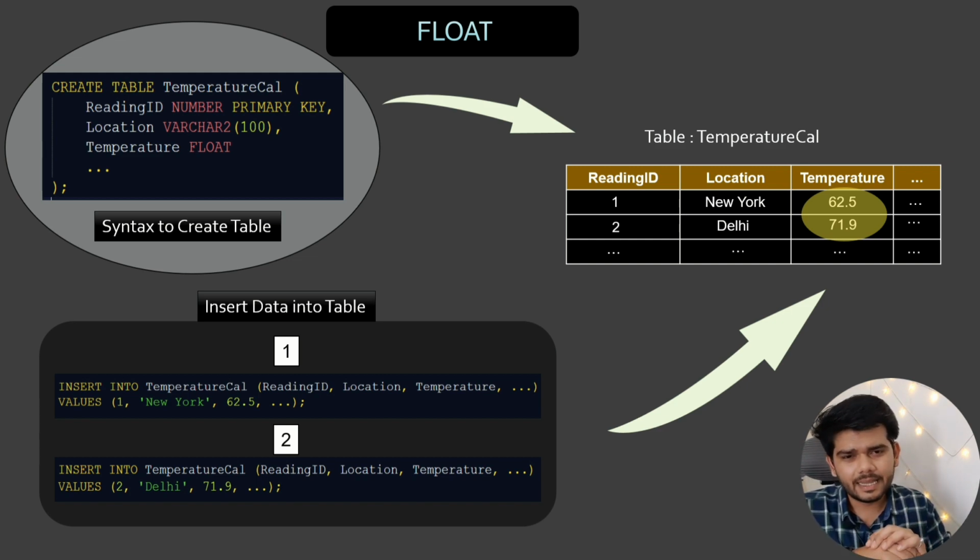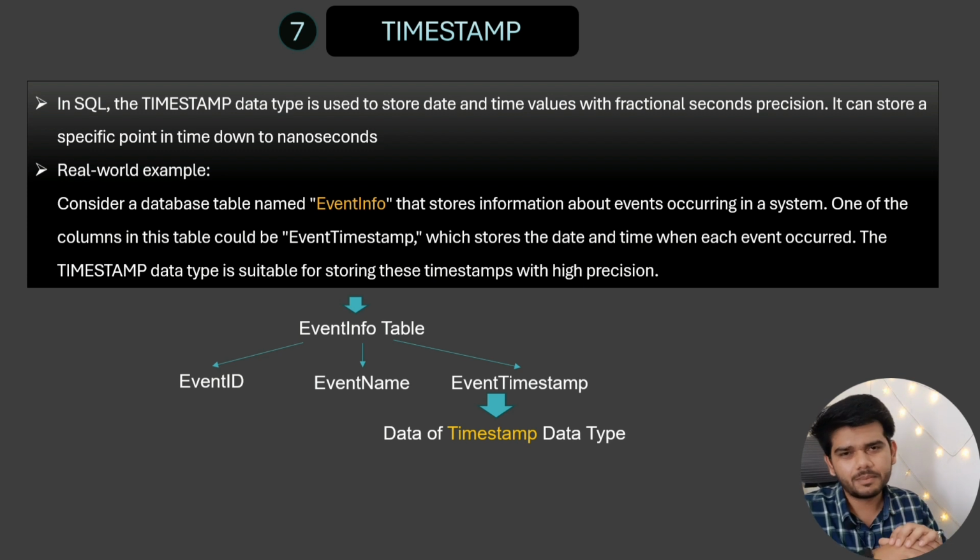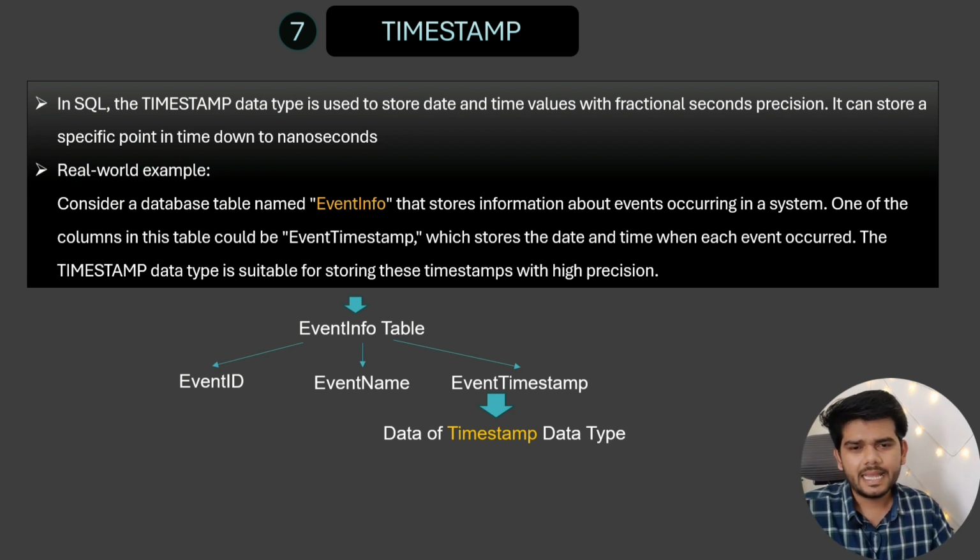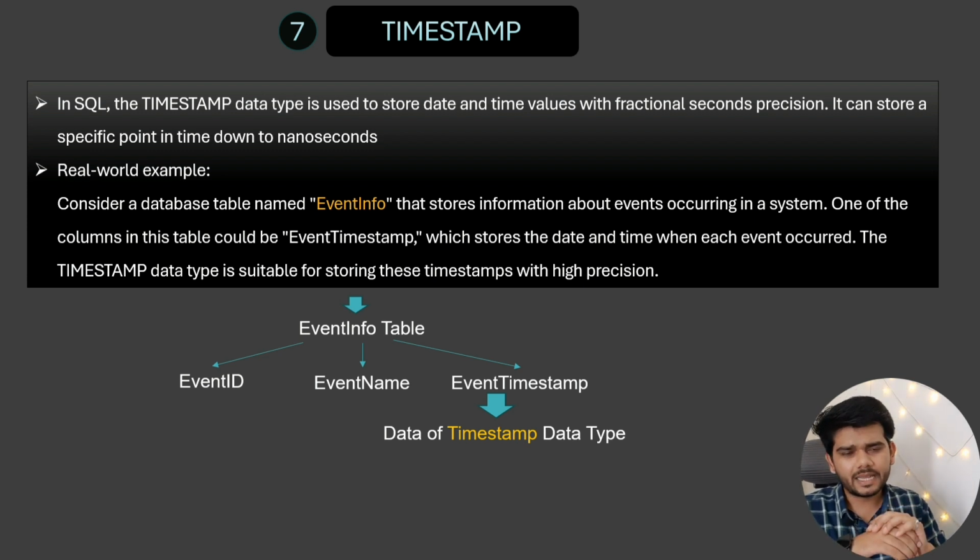Next, take the seventh data type, that is the timestamp data type. First point, in SQL the timestamp data type is used to store date and time values with fractional seconds precision. It can store a specific point in time down to nanoseconds as well. Let's understand the timestamp data type using one example.